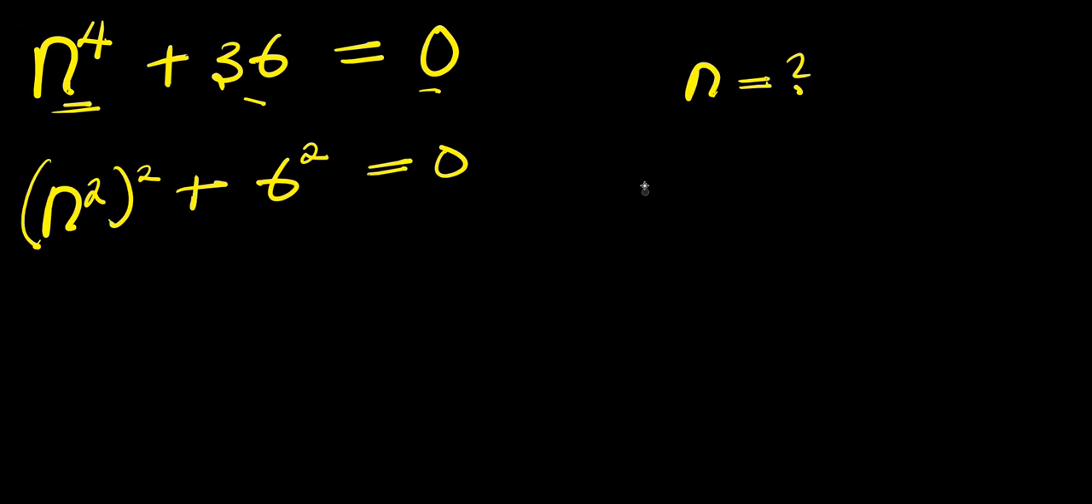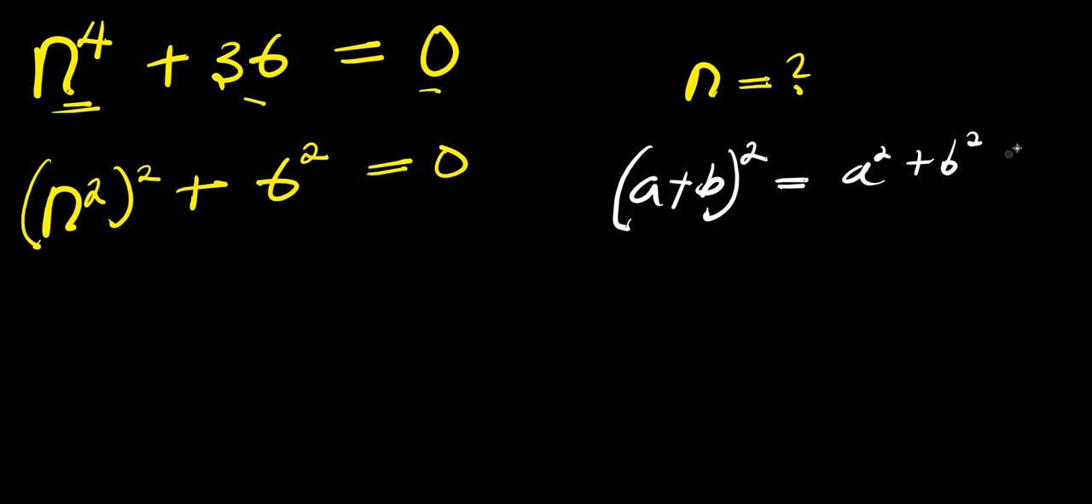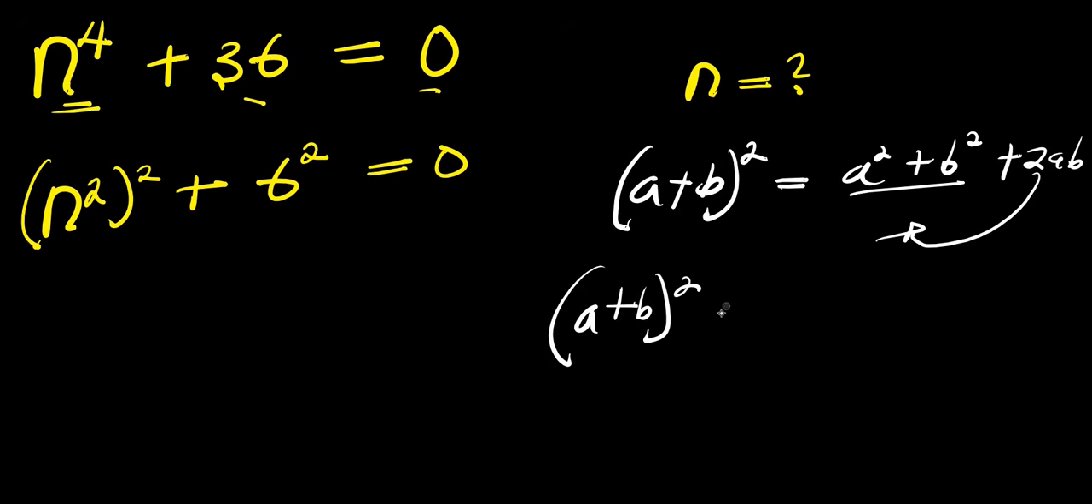Now, if you have (a plus b) raised to the power of 2, this is a squared plus b squared plus 2 times ab. So if I isolate a squared plus b squared, I need to bring this over here. That means I'm going to have (a plus b) to the power of 2 minus 2 times ab, and this equals a squared plus b squared.